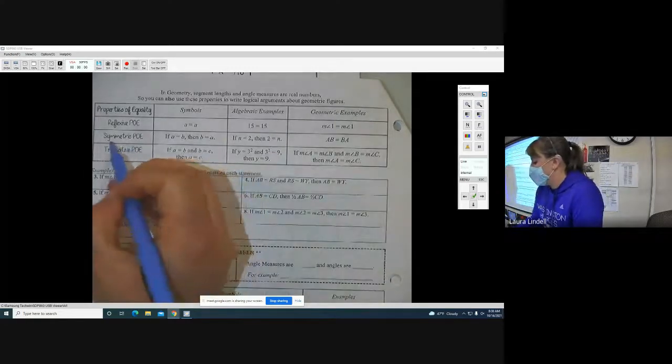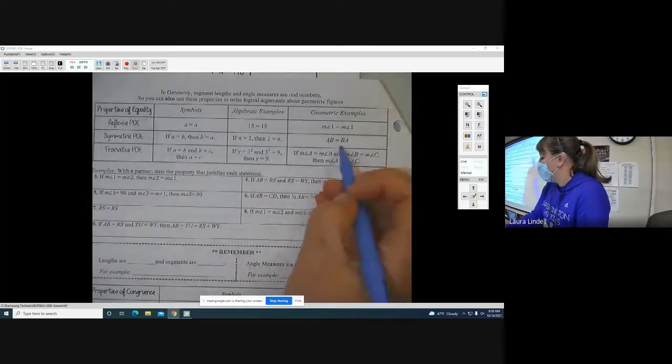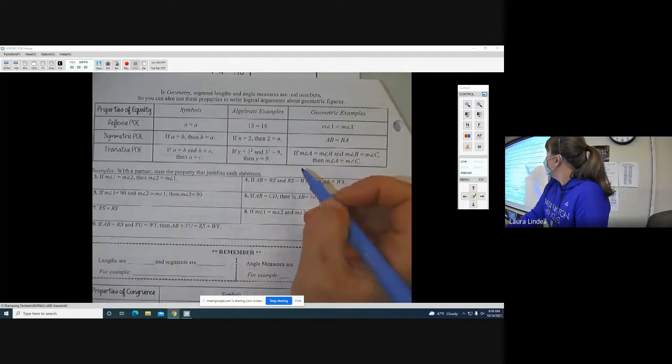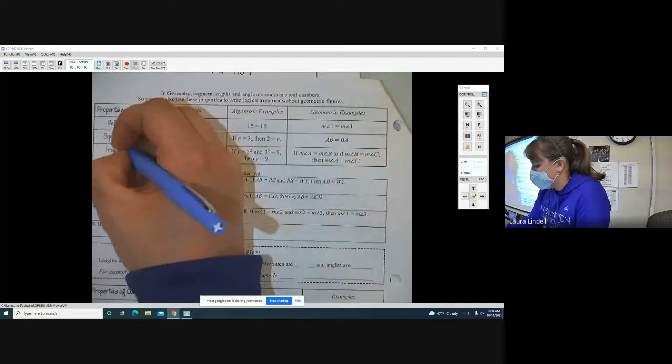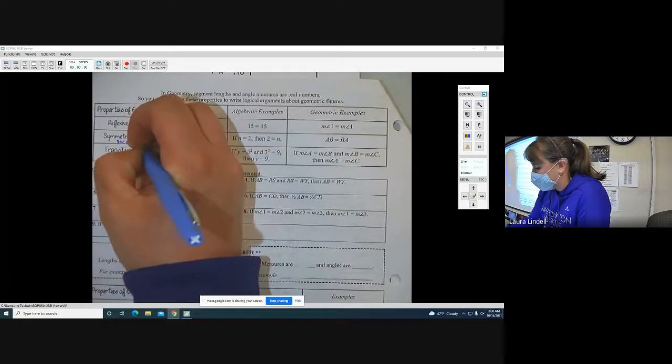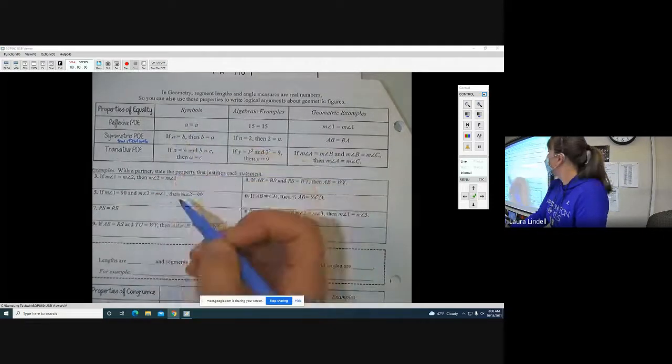And then we have the symmetric property of equality, which basically says that you can switch the order of the equal sign, or switch the order that things are on the equal sign. So if A equals B, then B equals A. If n equals 2, then 2 equals n. Or AB is equal to BA. So if it helps you to kind of remember it, symmetric is switching. The property that says I can switch. Reflexive is like a reflection. It's looking in a mirror. It's something is equal to itself.